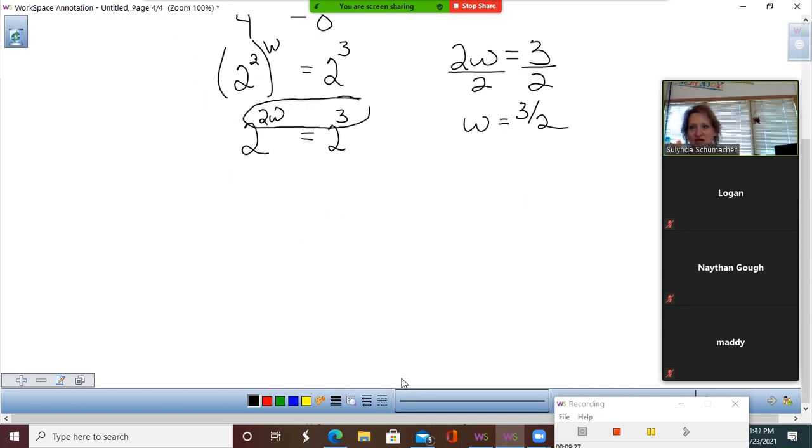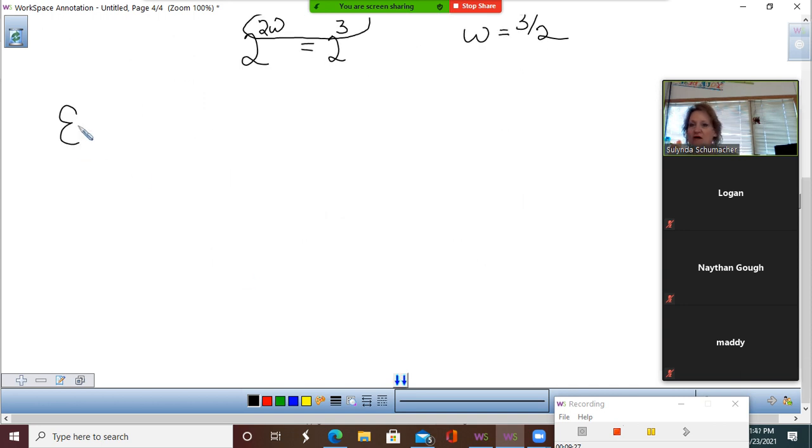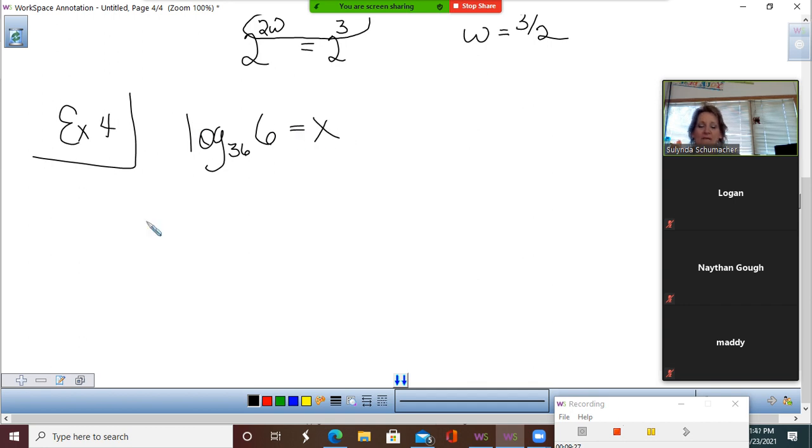Okay, let me try another one. How about example number 4? Say I have log base 36 of 6. Okay, so first thing I'm going to do is set it equal to x. Now I'm going to rewrite it as 36, that's my base, to the x equals 6.